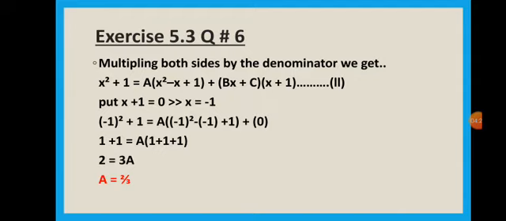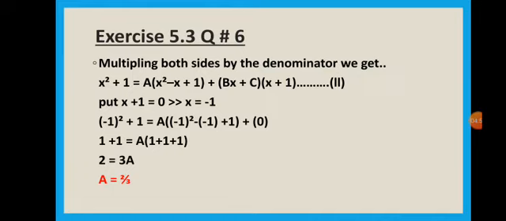So we name this equation number 2. Now put x plus 1 is equal to 0, which means x is equal to minus 1, in the second equation. So minus 1 whole square plus 1 is equal to A into minus 1 square minus minus 1 plus 1, plus 0.